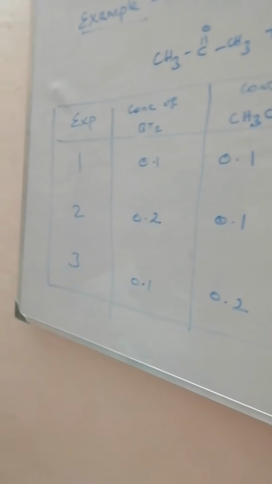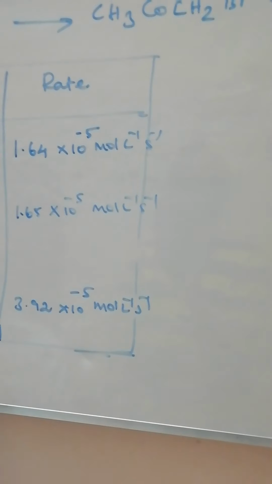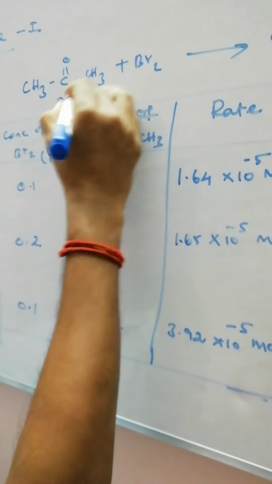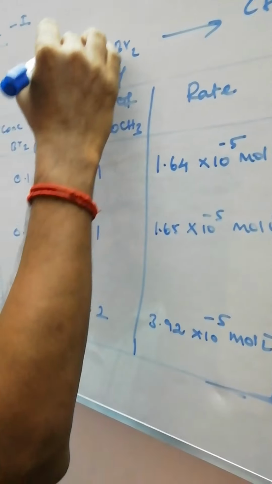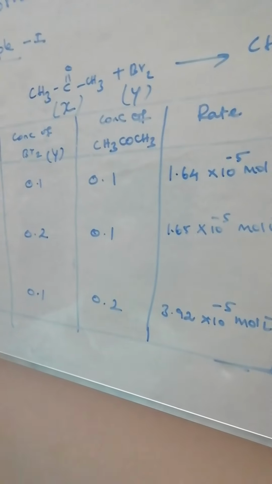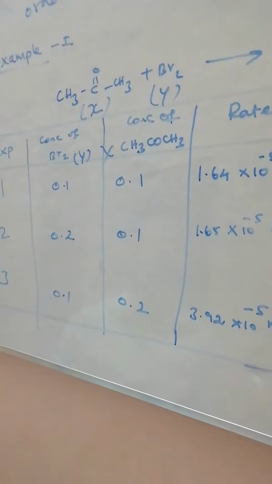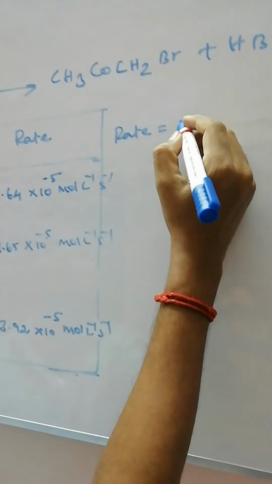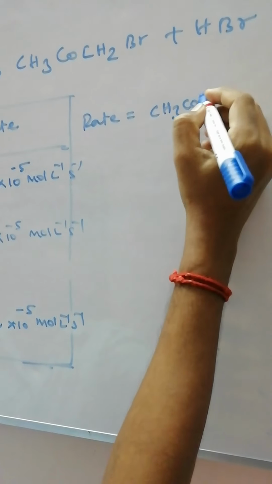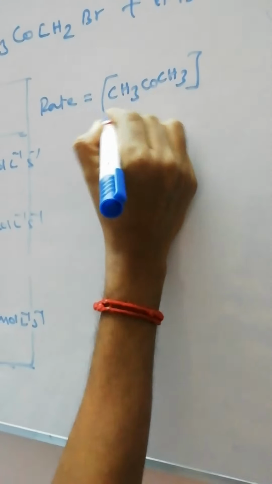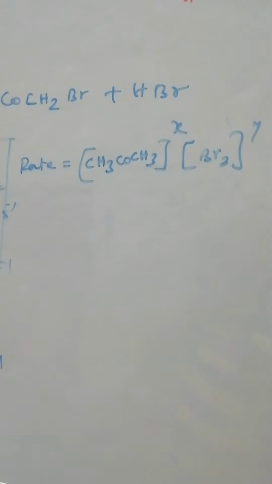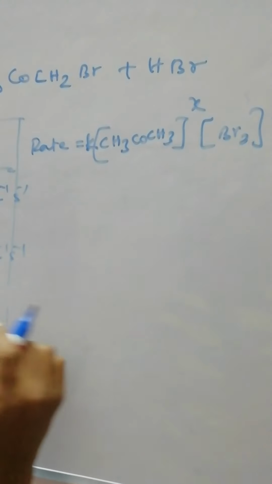From that experiment, now I am going to tell the details. Concentration of acetone is X, concentration of bromine is Y. So the rate equation is rate equals K into CH3COCH3 power X, Br2 power Y. Now we are going to write the equation.